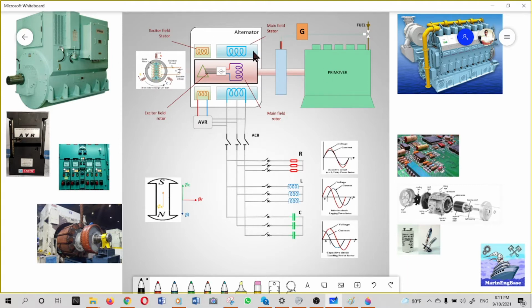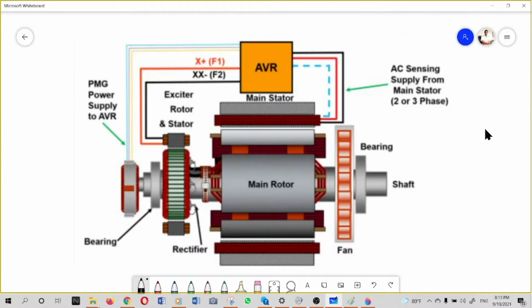This part we call the alternator. For easy understanding, now we are going to discuss the basic construction of an alternator. In this diagram, we can see a basic cross-sectional view of a brushless generator. Here the shaft is connected to the prime mover at this end, and then bearings are there and a fan for cooling purpose.